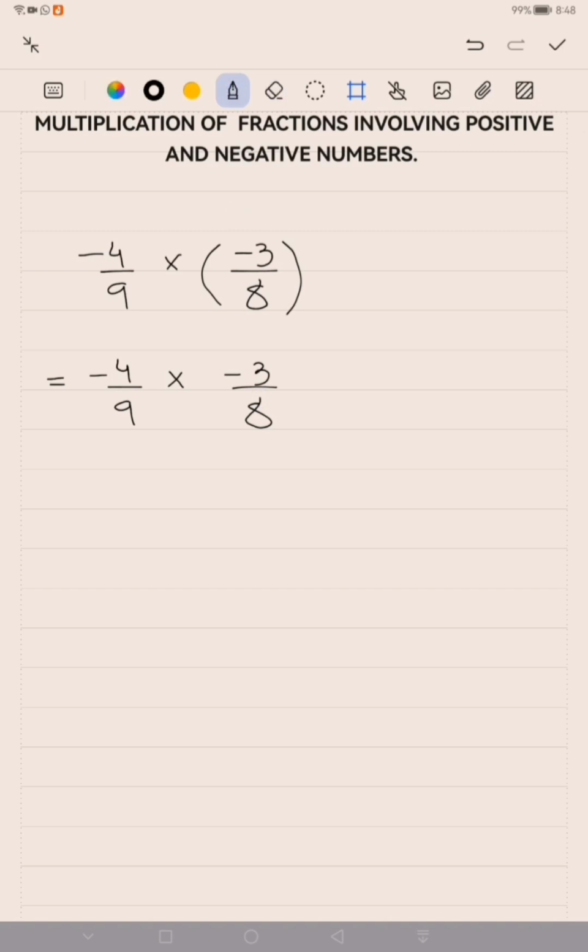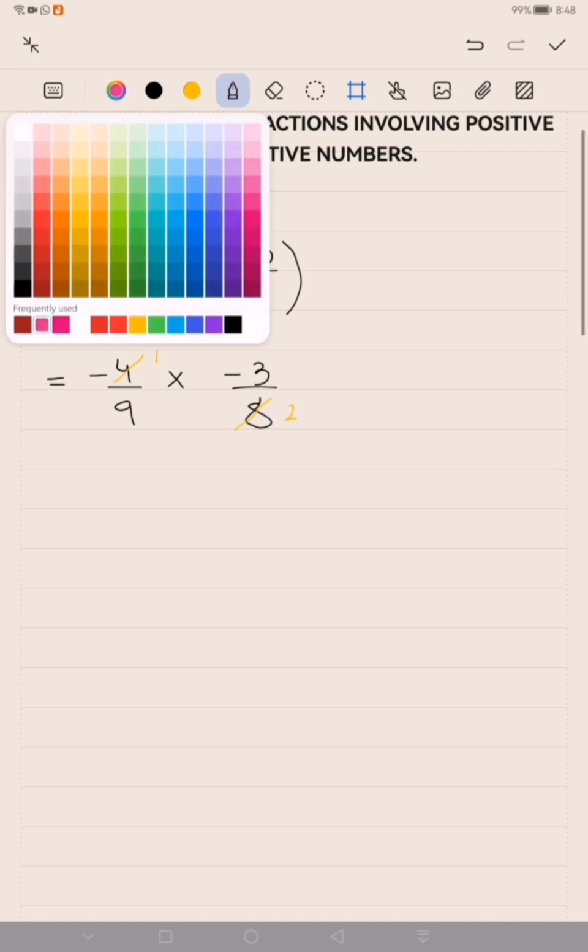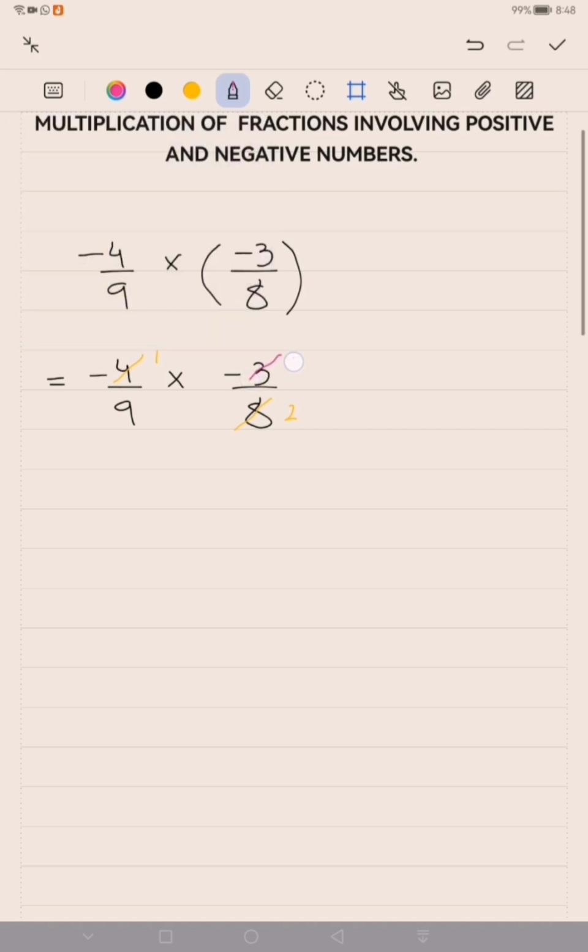Second thing, you're going to see if any one of the numerators can be simplified with any one of the denominators. If the numerator and the denominator have a common factor, we are going to cancel it with that common factor. Over here, we can simplify 4 and 8 with the table of 4. 4 times 1 is 4 and 4 times 2 is 8. Similarly, 3 and 9, they have a common factor 3. 3 times 1 is 3, 3 times 3 is 9.